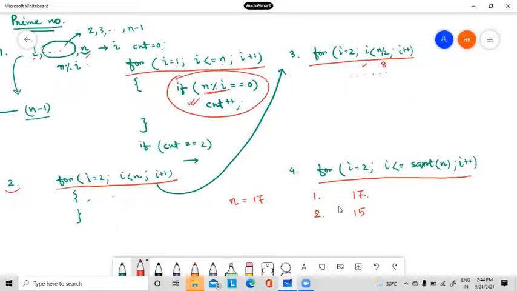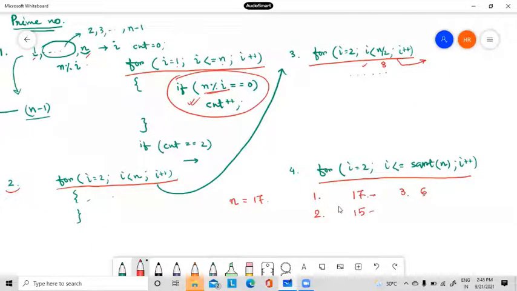So the third solution will take or repeat the for loop only 6 times. See, from 16 it is now 6. From 15 now it is 6.